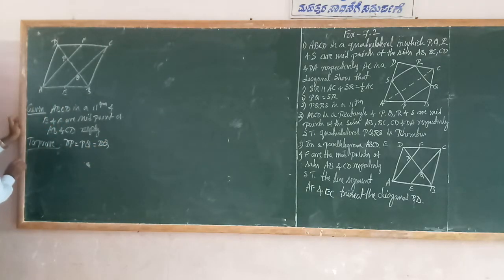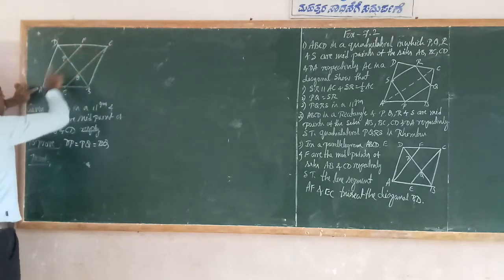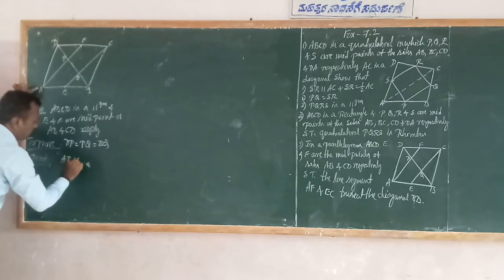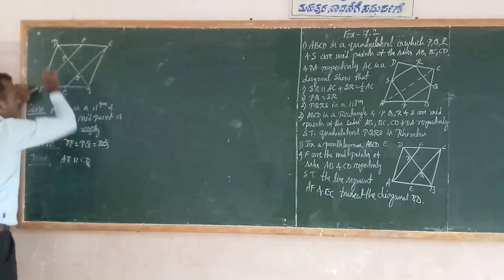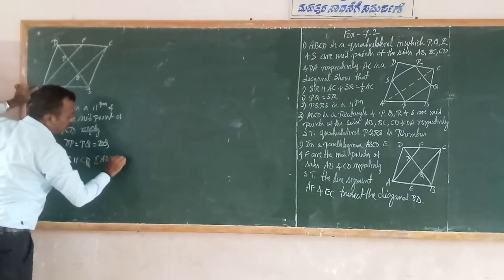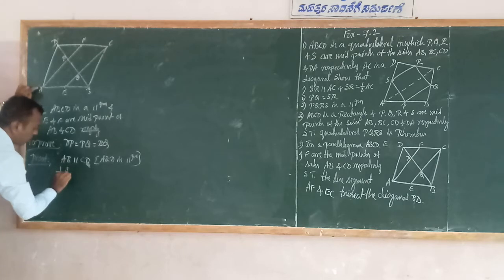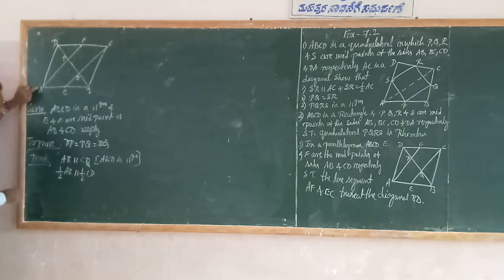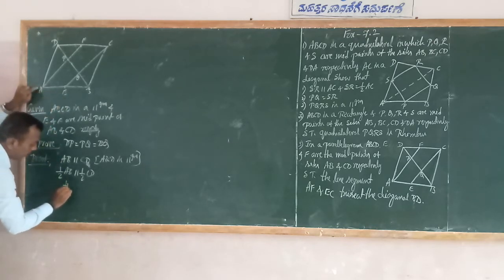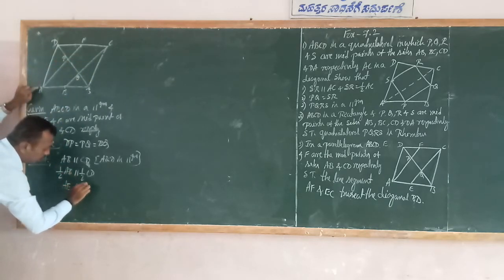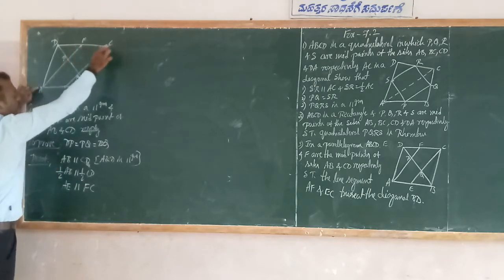See next, proof. In that, friends, first of all, E and F are the midpoints of AB and CD. AB is parallel to CD, because ABCD is a parallelogram. In a parallelogram, opposite sides are parallel. So we have to divide by 2. Half of AB is parallel to half of CD. Half of AB is nothing but AE, and half of CD is FC. Therefore, AE is parallel to FC.